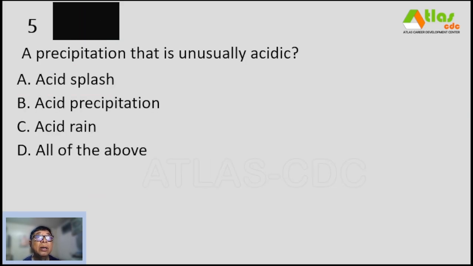Number 5. A precipitation that is unusually acidic. A. Acid splash. B. Acid precipitation, C. Acid rain, and D. All of the above.